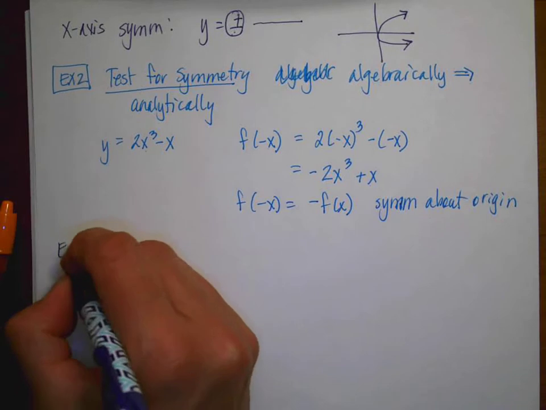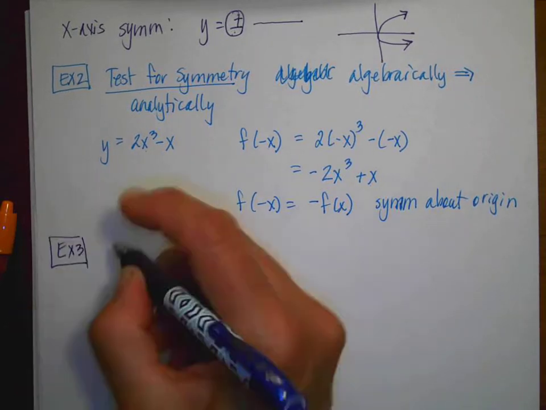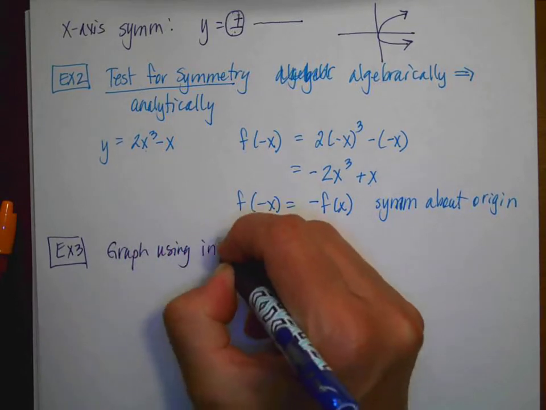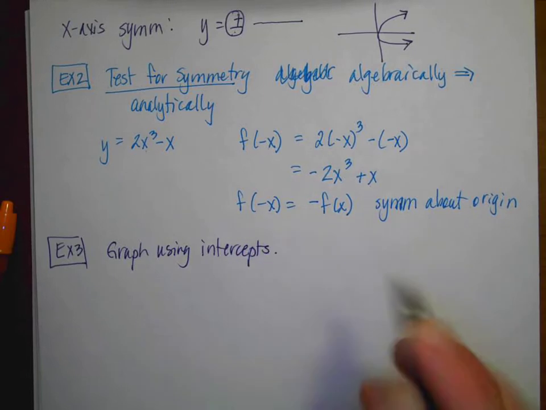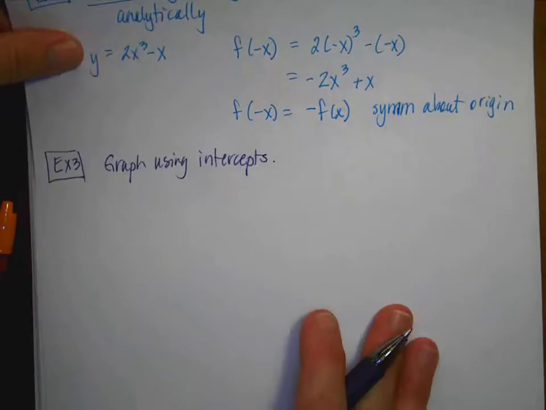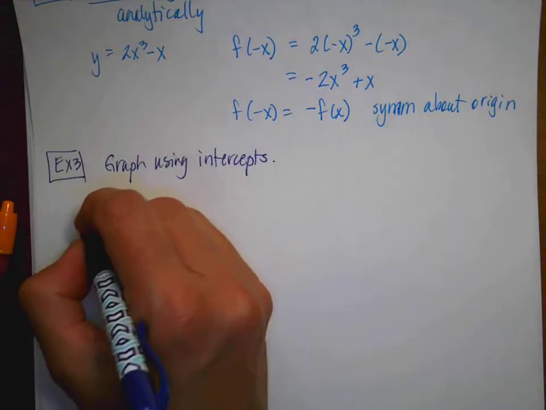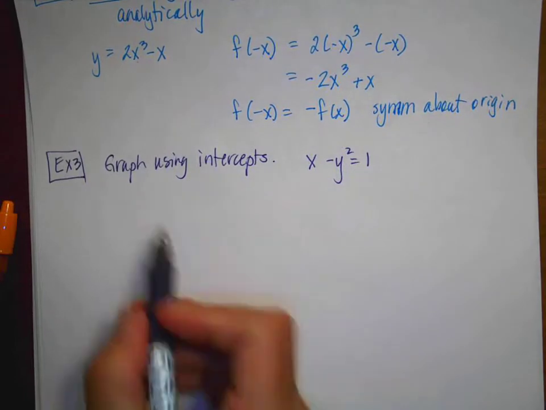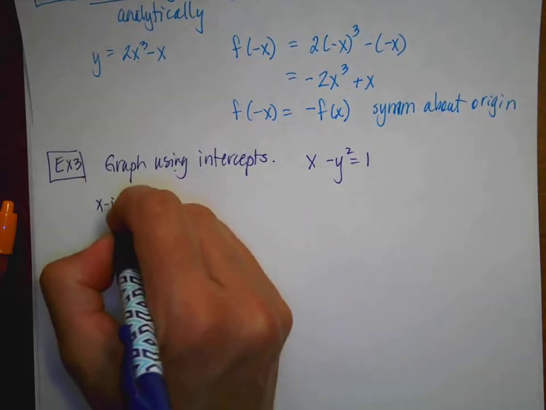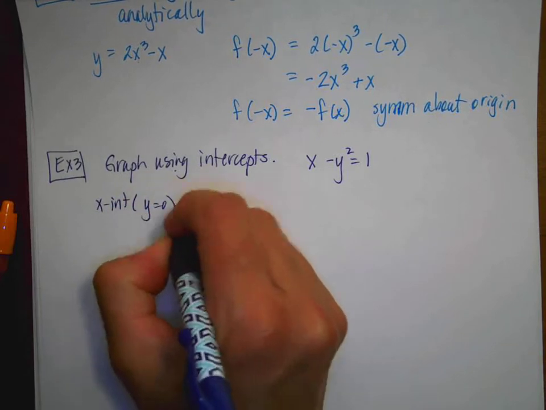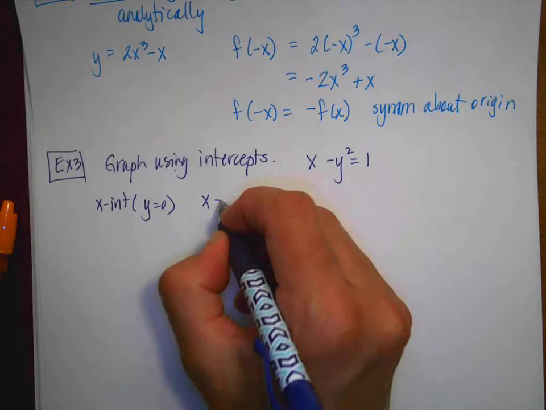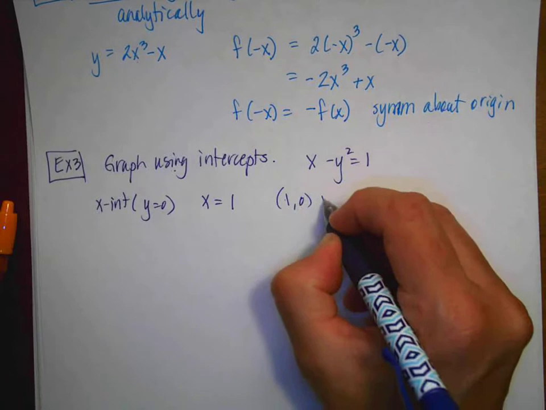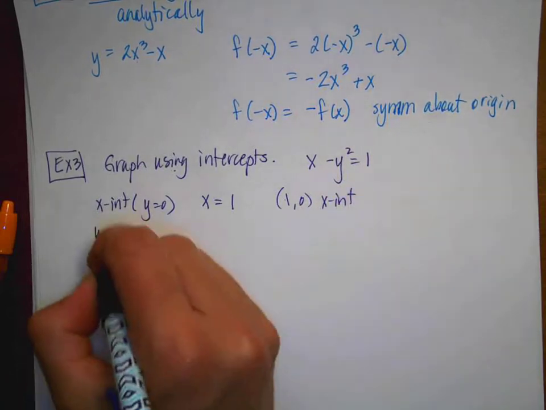All right, example number 3. We're just going to talk about graphing. Okay. So I want you to graph using intercepts. And if the directions say to graph using intercepts, that means that that work has to be shown on your paper. So if my only equation is x minus y squared is equal to 1, and I'm graphing using intercepts, the first thing that I want to do is find the x-intercept, which is when y is 0. And so I get x is equal to 1. That was easy. And so my x-intercept is going to be (1, 0).